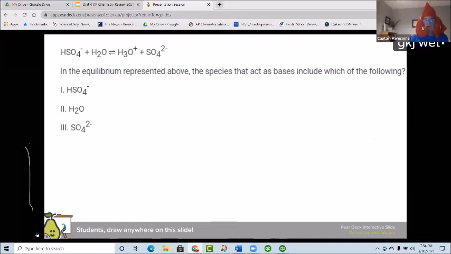So go ahead and draw, you can underline it or draw something next to it or something like that. For the species, see how it's plural, right? So the act as bases. So you want to say there's two of those answers that are acting as bases.